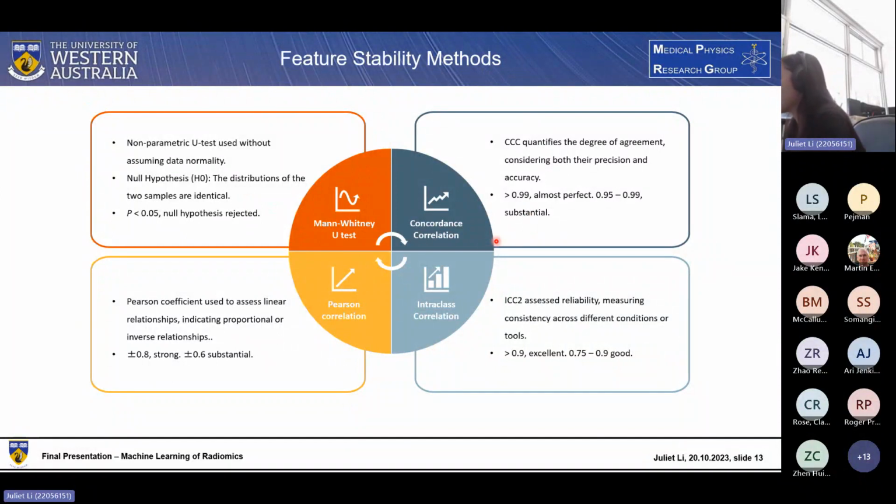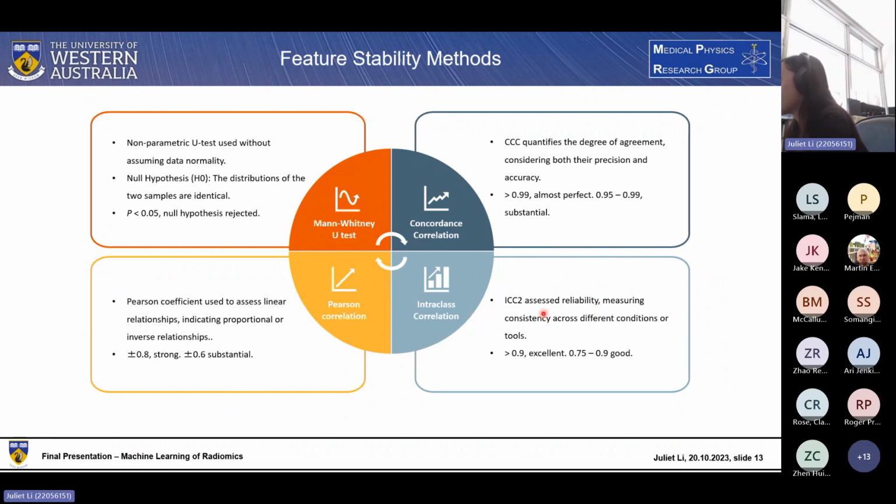For the concordance correlation, it quantifies the degree of agreement considering both precision and accuracy. So we consider a feature stable if it's greater than 0.95. Pearson correlation is used to assess the linear relationship. The greater the absolute value, the more correlated they are. So we're using a threshold of 0.6. If the absolute value of the correlation coefficient is greater than 0.6, then we consider the feature stable.